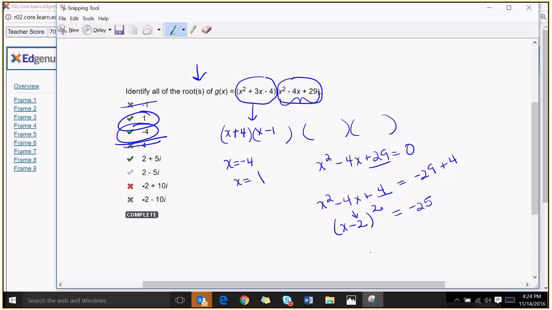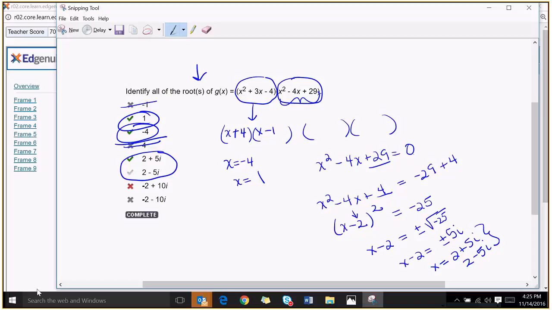Take the square root of both sides and I get x minus 2 equals plus or minus the square root of -25. Well, that's one of those complex numbers. So what is the square root of -25? It's an imaginary number. So it's plus or minus 5i. Then we move the 2 over, and I get x equals 2 plus 5i and 2 minus 5i. And remember, that's partly because our imaginary numbers come in pairs.